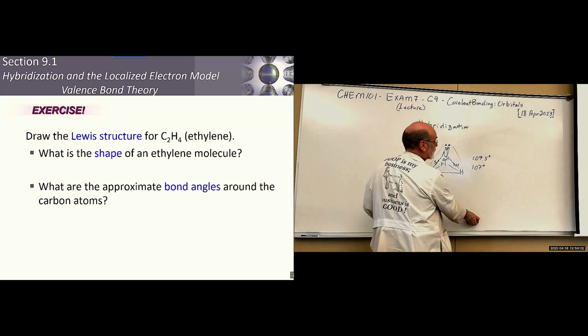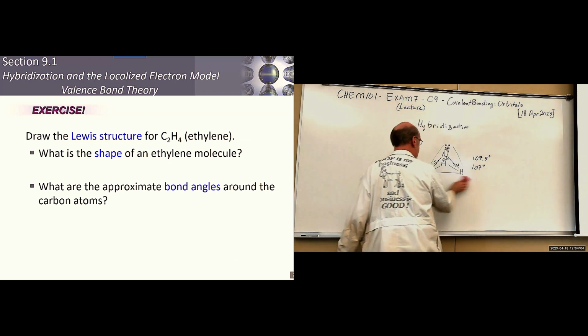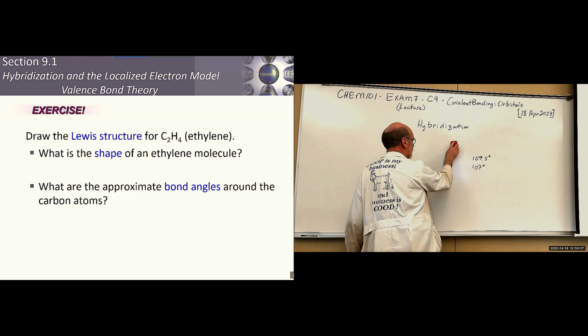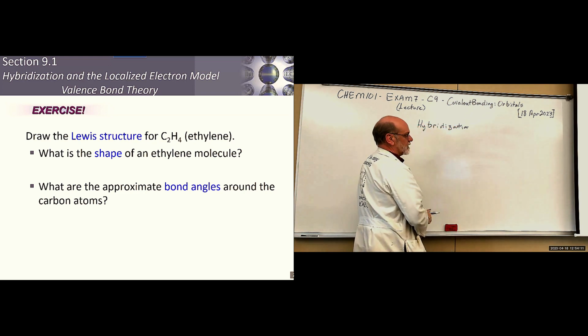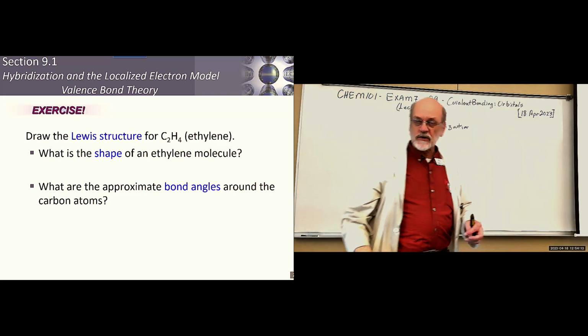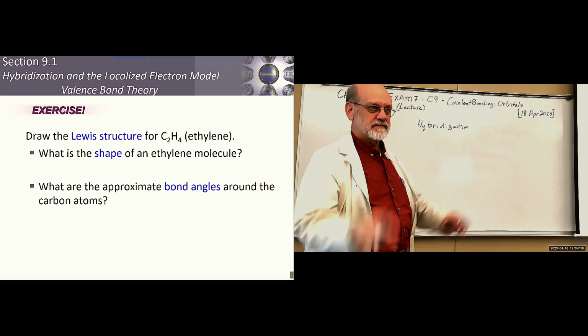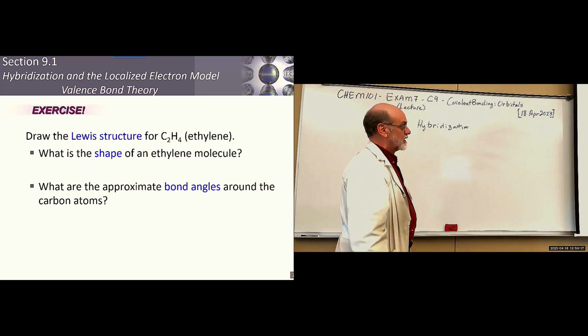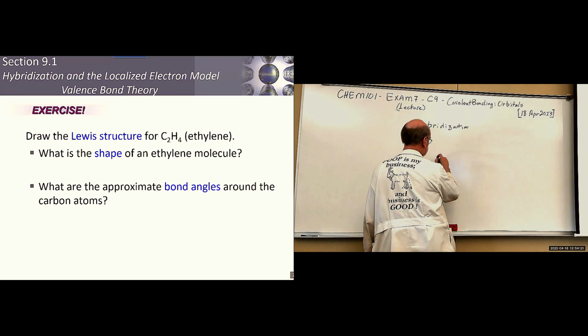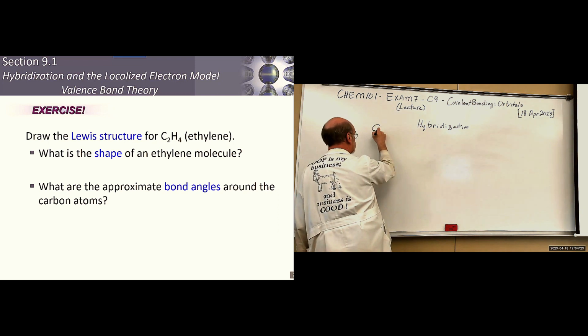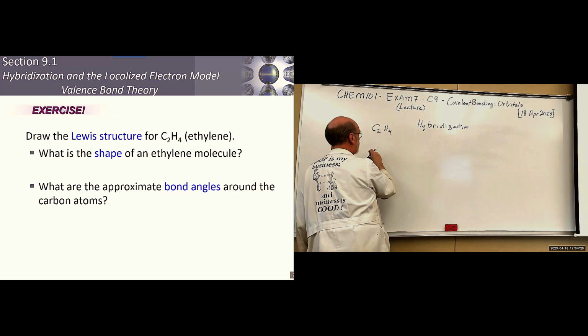Okay, how about this one? Ethylene, or ethene, is another way of saying it. This is an organic compound. And it's just 2 carbons hooked together and 4 hydrogens on the outside. So what's the shape of the ethylene molecule? Well, let's follow the rules.